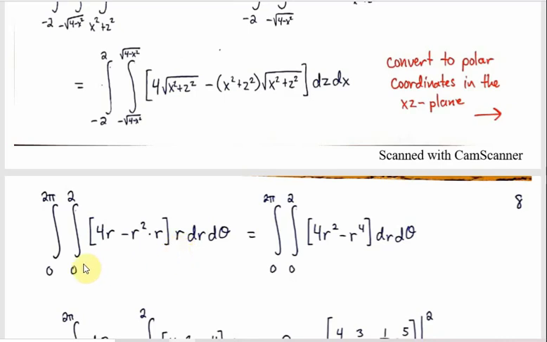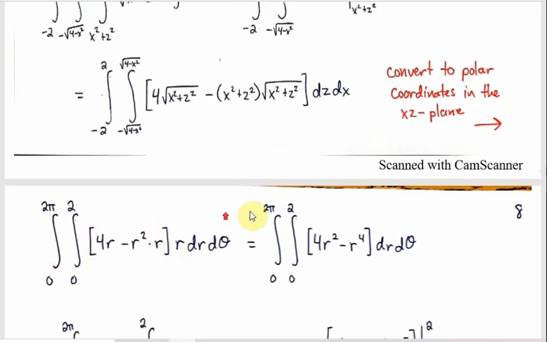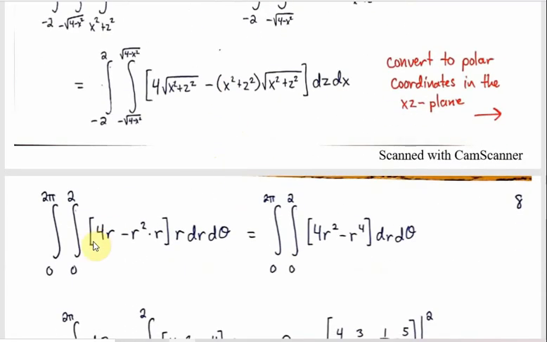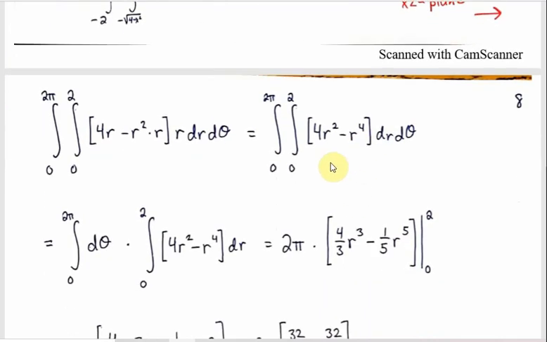And then we just have to get the limits for r and for theta. If I go back up to the picture, this is a circle of radius 2. So r goes from 0 out to 2. And then for theta, it goes all the way around, so 0 to 2 pi, right? So 0 to 2 for r, 0 to 2 pi for theta. Clean this up a little bit. This ends up being 4r squared minus r to the fourth. And then the integration is not too bad.